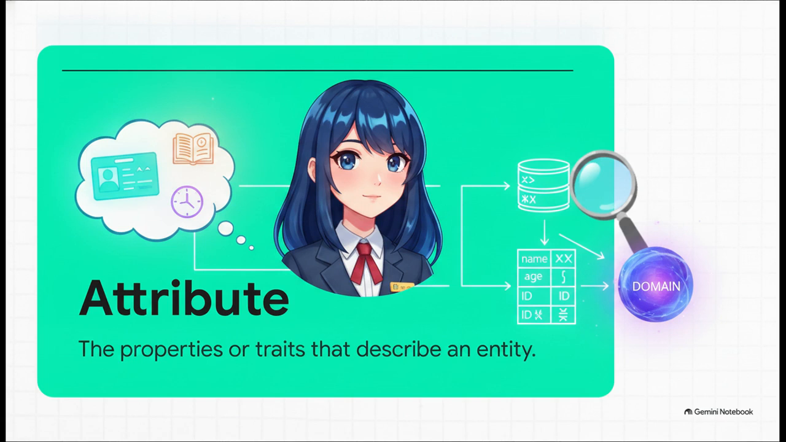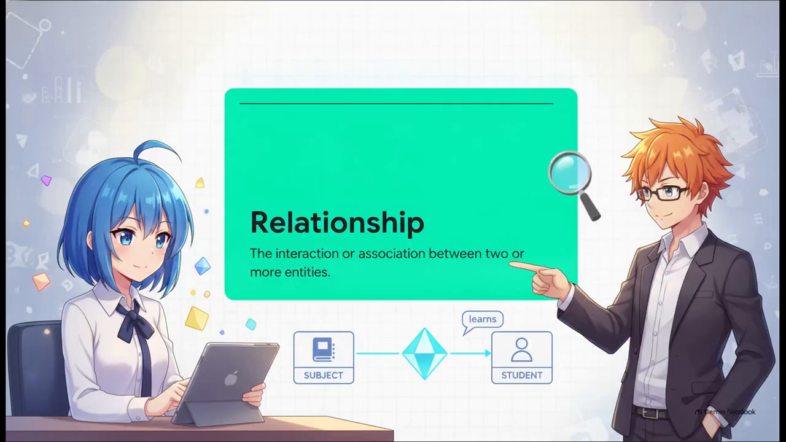Keep in mind that when this blueprint finally becomes a real database, these attributes turn into your columns. Also remember that the specific set of valid values an attribute is allowed to hold is called its domain. So how do these entities interact?